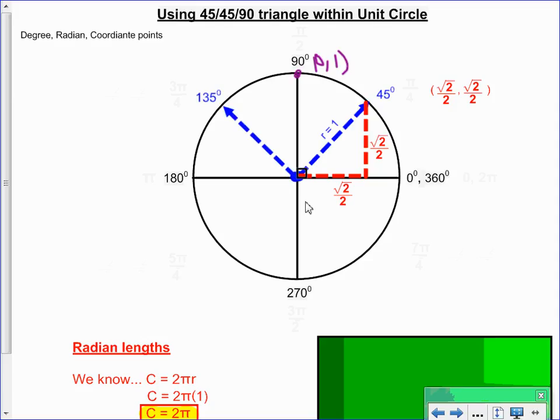Now, here's the beauty, the pattern of the unit circle. All the 45s have root 2 over 2, root 2 over 2. But where they are in the quadrants determines their sign. Is it positive or negative? So in the second quadrant, which one's negative? Yes, the first one.